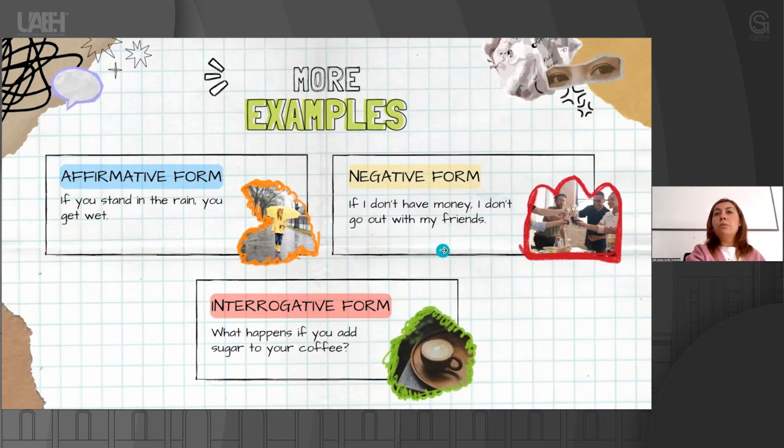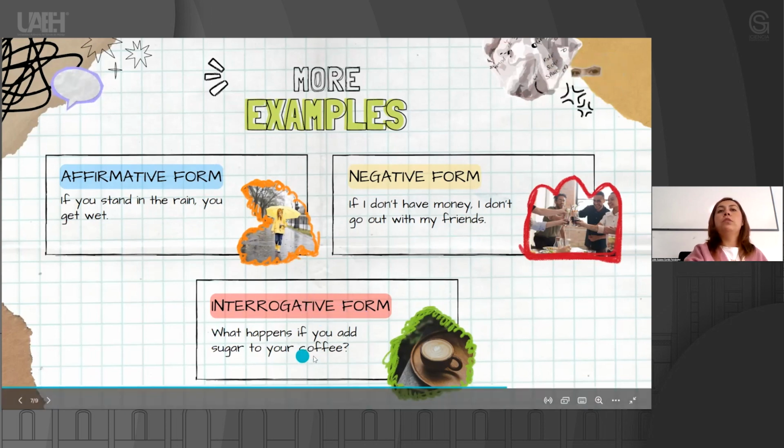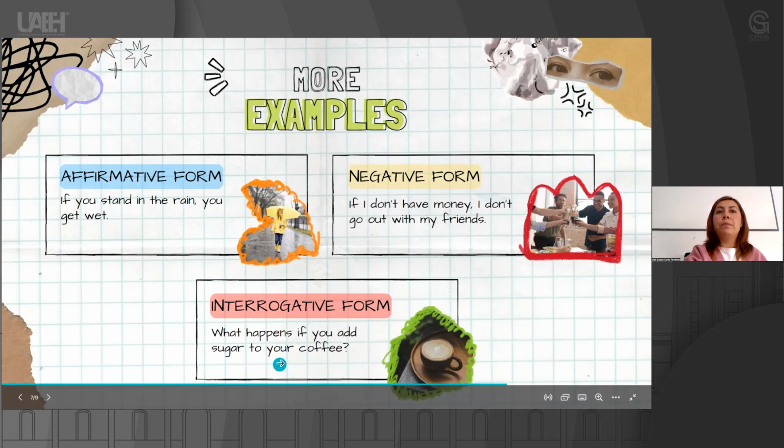In the negative form, we can do these sentences using the negative form of the present simple. That would be don't or doesn't, depending on the subject. If I don't have money, I don't go out with my friends, no? If we switch them, I don't go out with my friends if I don't have money, and it would be the same. And here we have an example for the interrogative form.